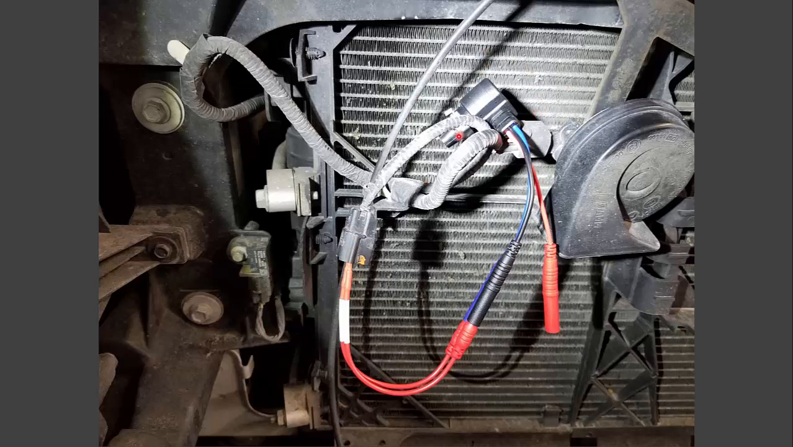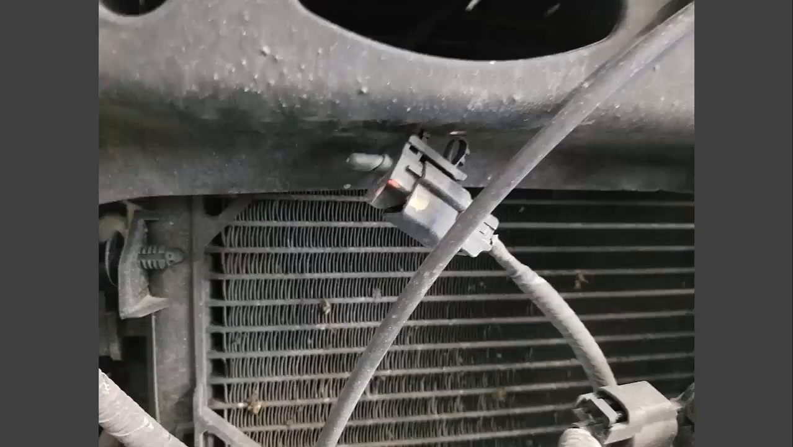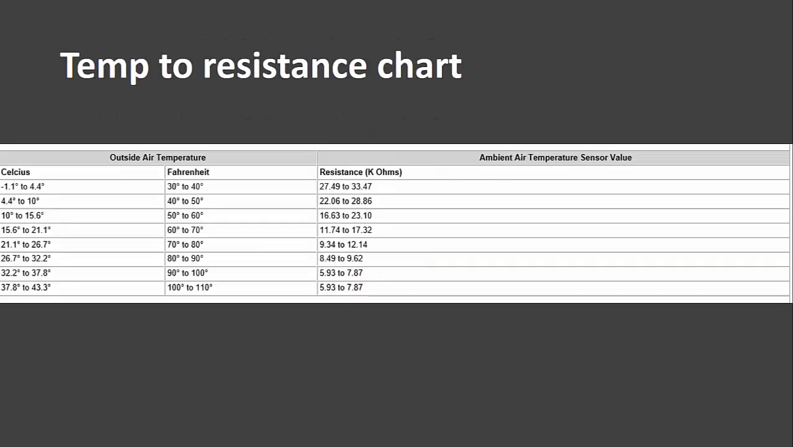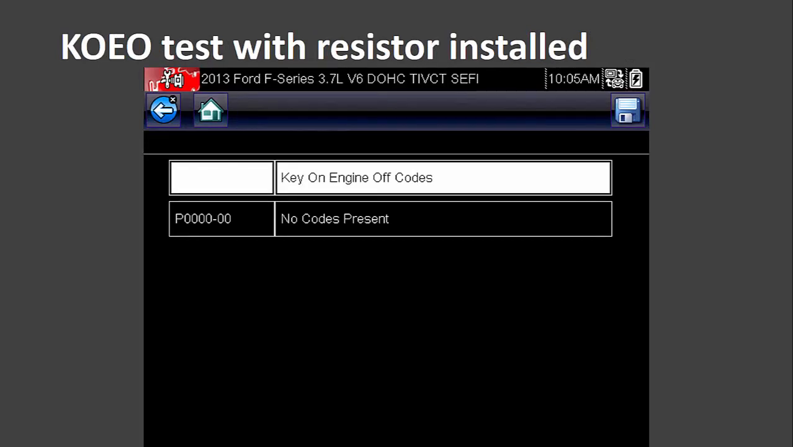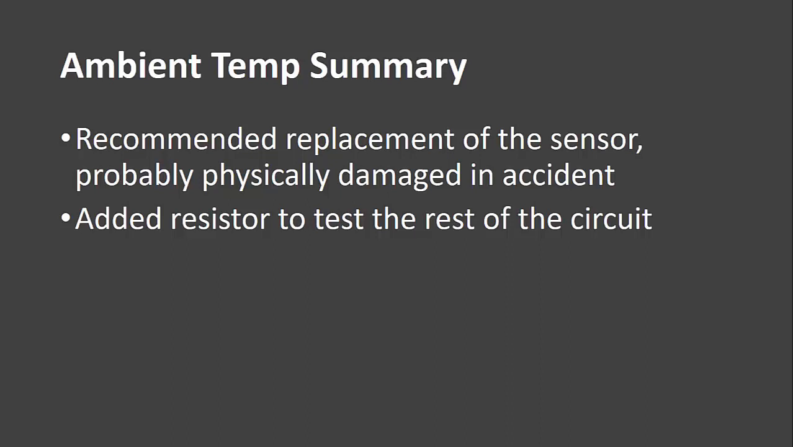So I dialed it up to the max, which was like 10,000 ohms. And if you look at our chart, you can see that 10,000 ohms is somewhere between 70 and 80 degrees. And then we go take a look at the scan tool, and the scan tool, spot on, shows 75 degrees. So we could assume now that the wiring is good. And also did the key on engine off test with the resistor installed, and we got no codes. So I recommend a replacement of the sensor, and I was also confident that was the only issue. So adding the resistor to substitute is very helpful.